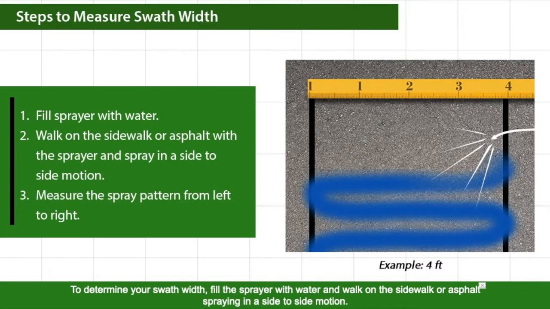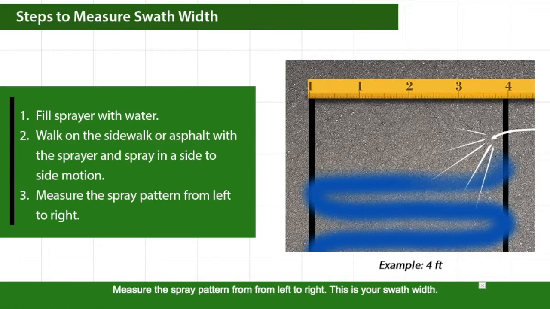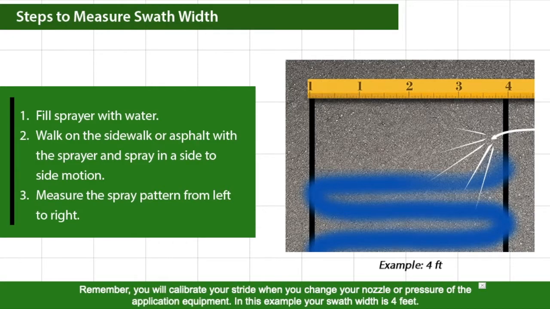To determine your swath width, fill the sprayer with water and walk on the sidewalk or asphalt, spraying in a side-to-side motion. Measure the spray pattern from left to right. This is your swath width. Remember, you will calibrate your stride when you change your nozzle or pressure of the application equipment. In this example, your swath width is 4 feet.